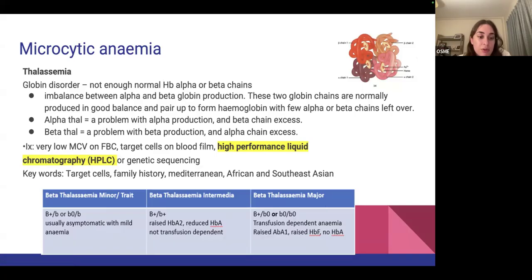So beta thalassemia can present as a spectrum. Where there's only one mutation in the beta globin gene, they might be asymptomatic with a little bit of anemia, but for the most part, they live a pretty normal life. If they've got beta thalassemia intermedia, they've got mutations in both the beta genes, but they're not that problematic. So there's a slight increase in the alpha, but it's not transfusion dependent. They can still survive. Whereas beta thalassemia major, they've just got dysfunctional beta globin genes, and it's completely transfusion dependent.